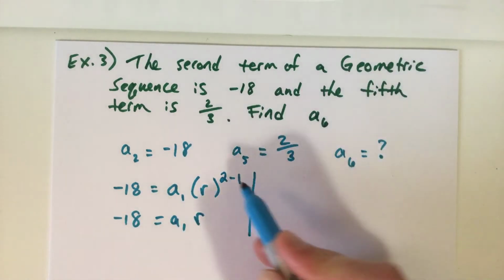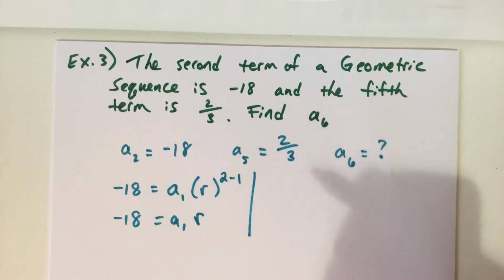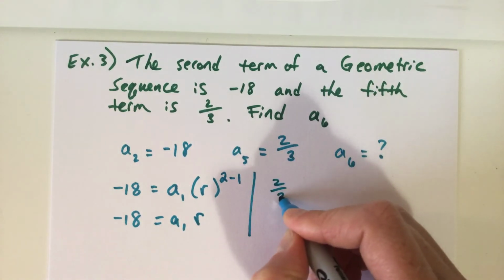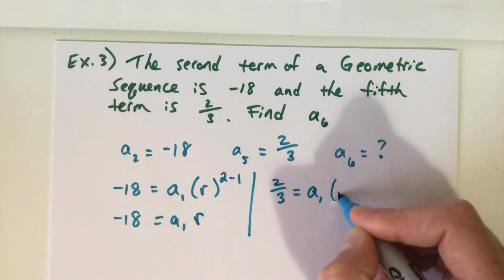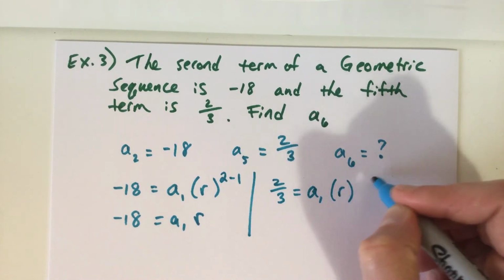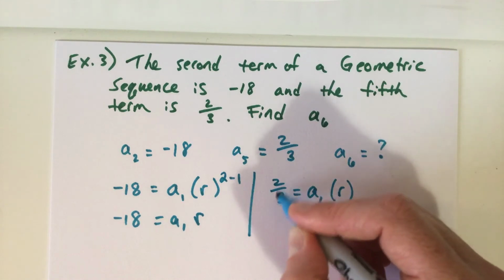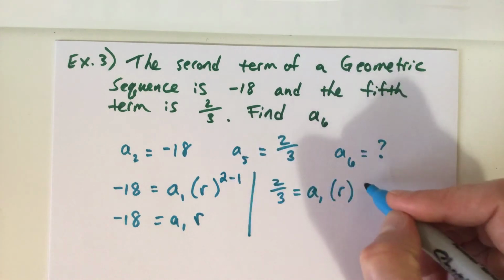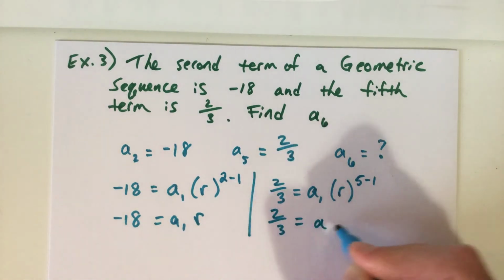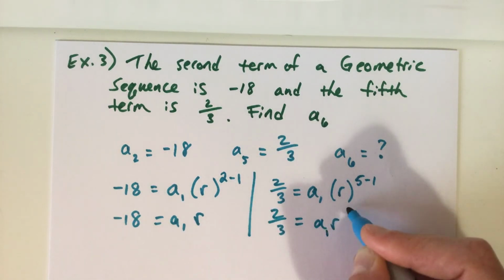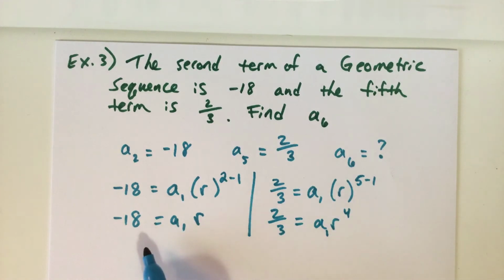I'm going to write another equation using the other piece of information. 2/3 is the fifth term, and that equals the first term times that common ratio raised to the power of n minus 1. Well, the n that corresponds with 2/3 is 5. And if we simplify there, 2/3 equals a1 times r to the fourth. Now what we've created are two equations with two unknowns, so we can use substitution to solve.